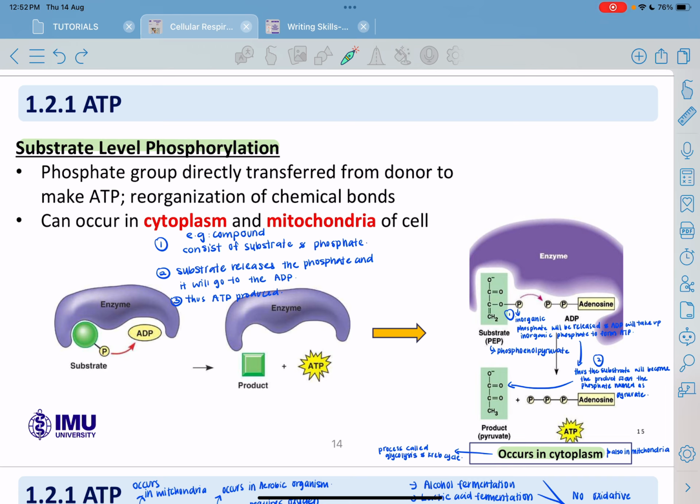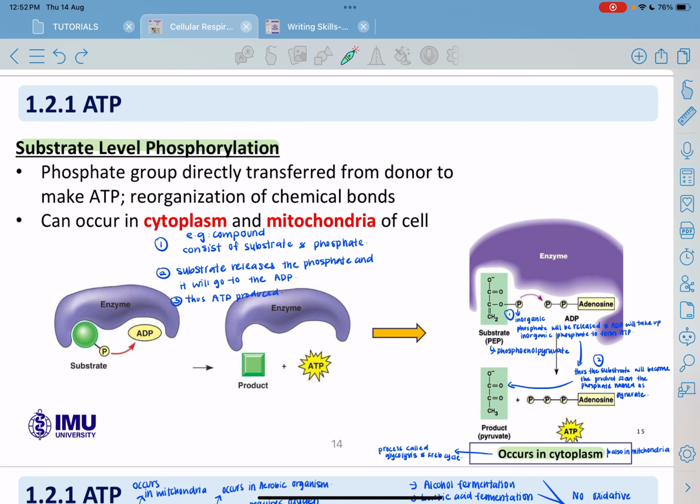So I give you an example, we have a compound. Inside the compound, you have substrate and phosphate. So the substrate will release the phosphate and it will go to the ADP, thus ATP is produced. Because you need to understand, this one is addition of phosphate. It adds Pi to form ATP. Because what we have right now is ADP, but we don't want ADP, we want this one.